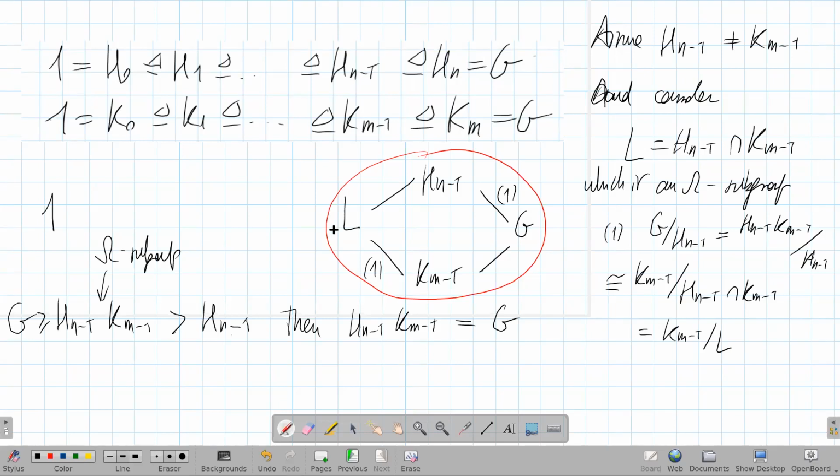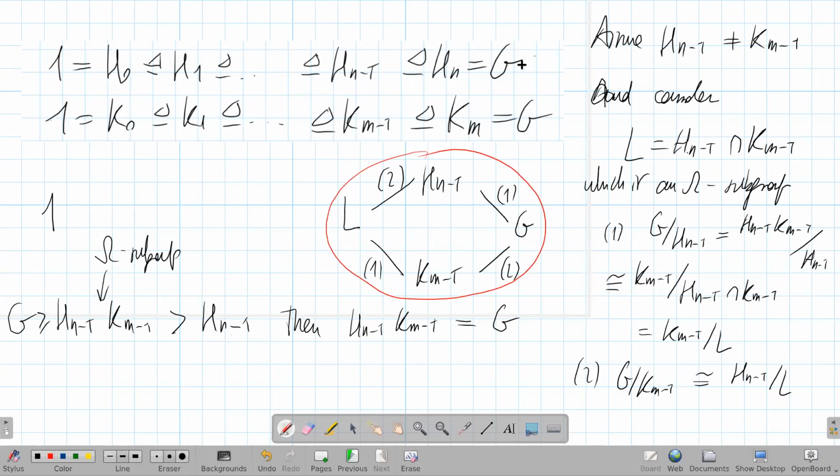With the same argument, you prove that this is isomorphic to this, that is, to H_{n-1} over L. So you see where the permutations are coming in, because this is a two-cycle, like the case 3 and 2. This is isomorphic to this, and this is isomorphic to this. So they are not isomorphic directly, but you have to exchange them. Here start the permutations.